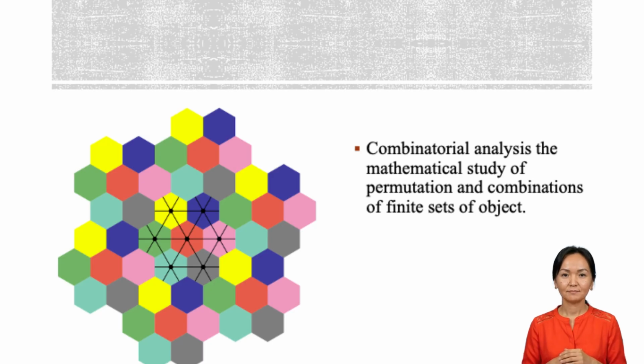Combinatorial analysis is the mathematical study of permutations and combinations of finite sets of objects. But what does that really mean in practice? Essentially, we're dealing with the art of counting without actually having to count everything one by one. Imagine you have a deck of cards, a group of people, or a set of digits, and you want to know how many different ways you can arrange them or select subsets from them. That's exactly what combinatorial analysis helps us figure out.